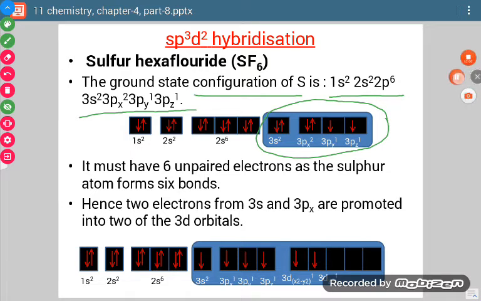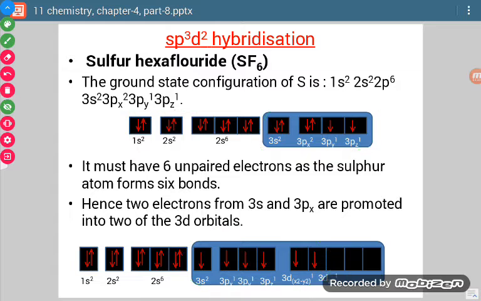Now in its ground state there are only 2 unpaired electrons. So in its excited state there will be 6 unpaired electrons. Why will they go to the excited state? Because there is availability of d orbitals also. So this will be formed and there will be 6 unpaired electrons. Now, since 6 electrons are available in unpaired form, it is capable of forming 6 bonds.